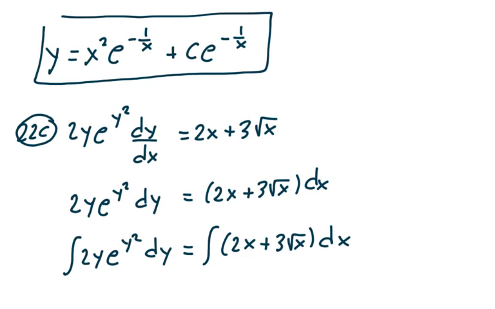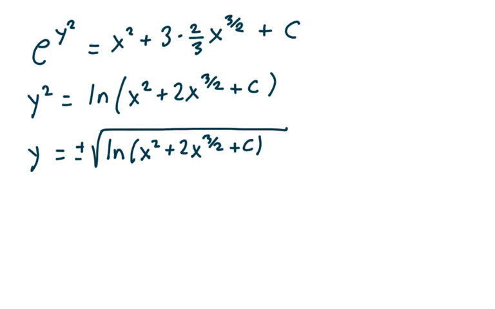22c. 2y e to the y squared dy/dx is equal to 2x plus 3 root x. This is a separable differential equation, so we can rewrite this as 2y e to the y squared dy is equal to (2x plus 3 square root of x) dx. Integrate both sides. The integral of 2y e to the y squared dy is equal to the integral of (2x plus 3 root x) dx. Okay, from here, we can say e to the y squared is equal to x squared plus 3 times 2/3 x to the 3 halves plus c.